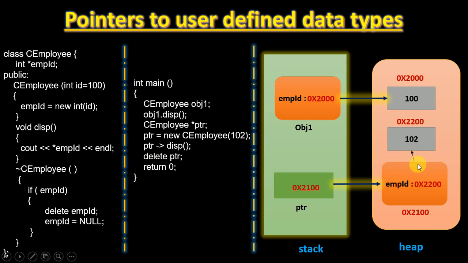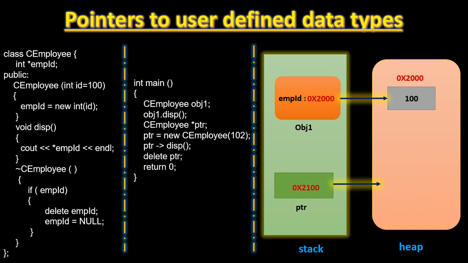So this memory will be deallocated, that heap segment memory wherever this empid is pointing. After that, null will be assigned to this empid. Then this particular memory will be freed from the heap segment. Okay, right? Then this particular ptr will be removed from the stack segment. Now, still after delete ptr, we are doing return 0.